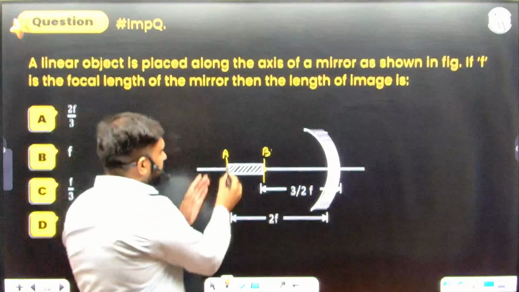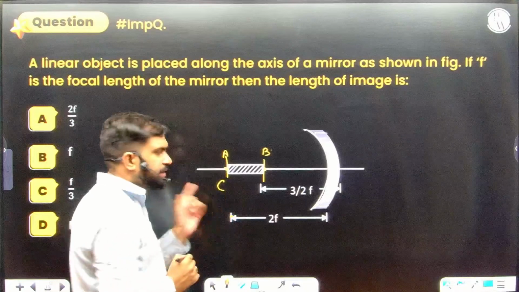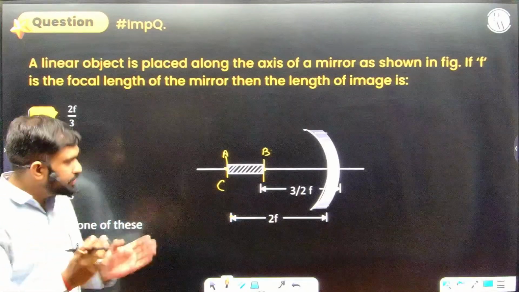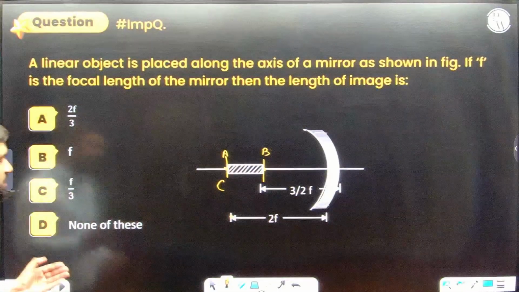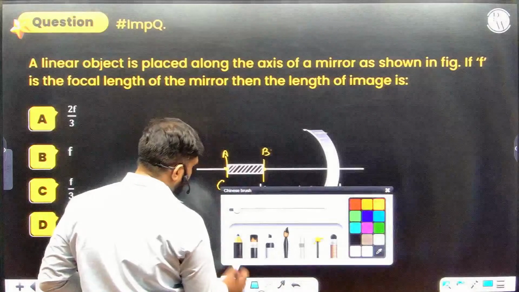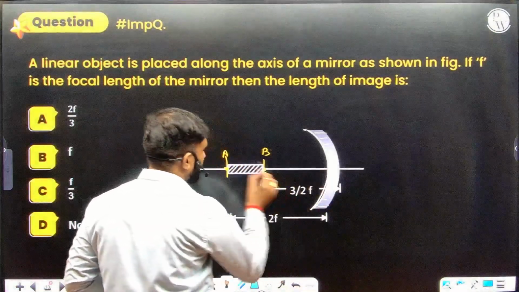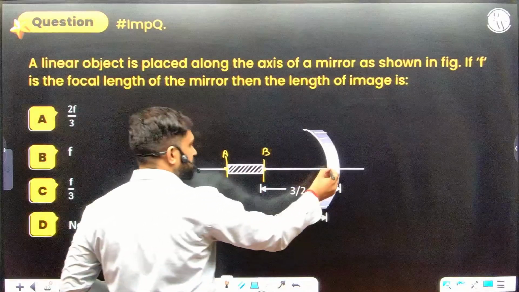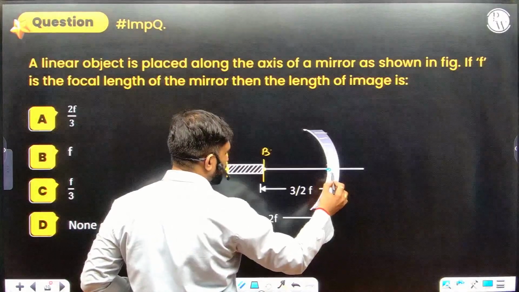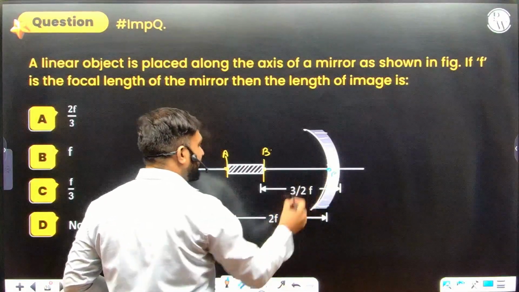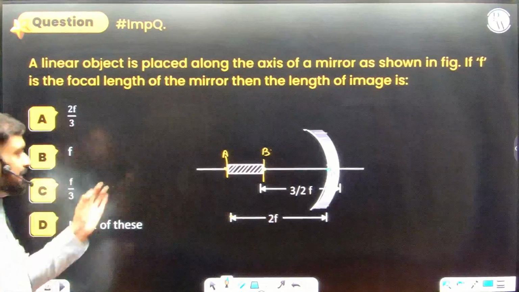They are saying this point A is kept at 2f. So can I say this is the center of curvature? 2f is the distance magnitude wise. So yes, A is kept at the center of curvature. That means its image is going to form at the center of curvature itself. We know this thing. Now let's look at this point B. Now the distance of point B from the pole, this is the pole of this mirror, is 3f by 2. What does this imply? It implies the object is between f and 2f.